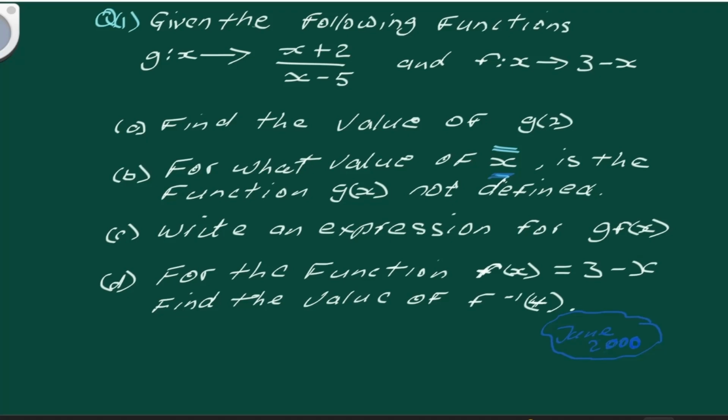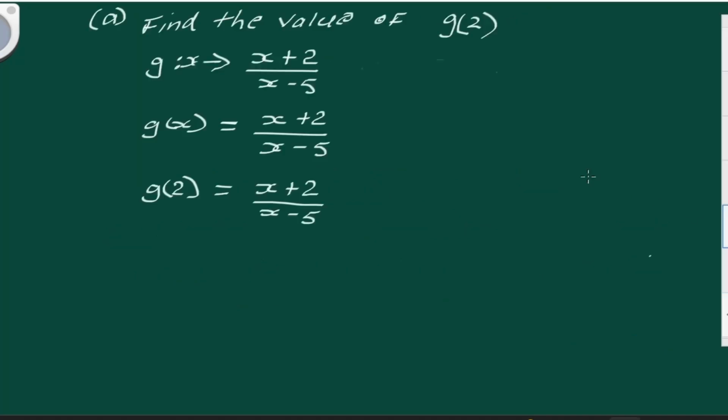Looking at this question taken from the June 2002 past paper, we have a question on a function, so take your pen and paper and attempt the question before looking at the answer as usual. So we have the function, find the value of g2. Function g is such that x maps onto x plus 2 over x minus 5.